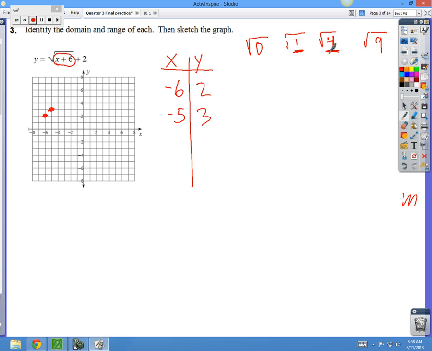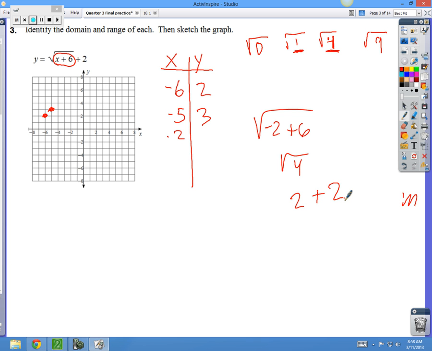How am I going to end up at a 4 under the square root? What number add 6 is going to give you a 4? Negative 2. So you are going to put negative 2 in for x. Well, what's negative 2 plus 6? It's 4. What is the square root of 4? 2. But then at the very end you have to add 2.